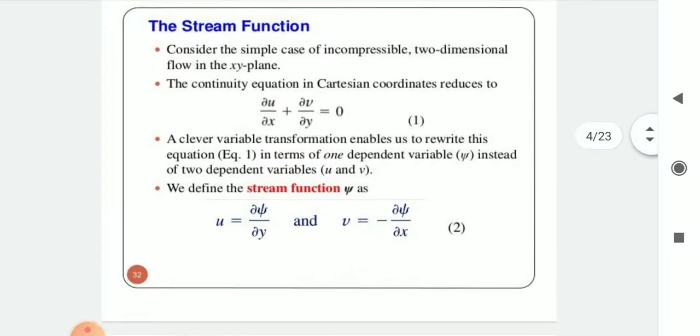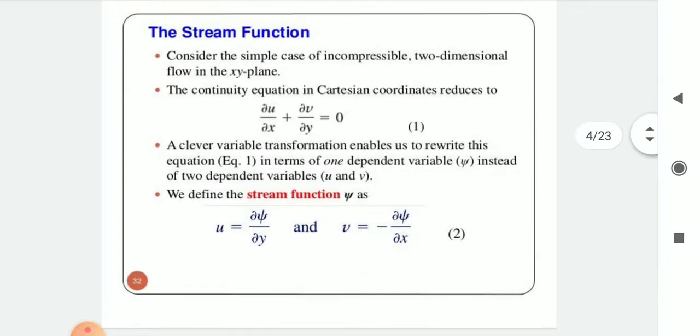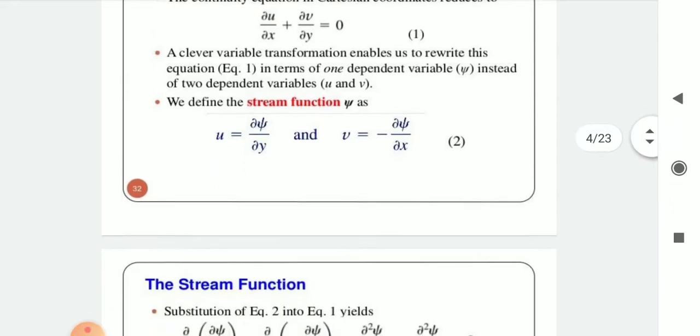A clever variable transformation enables us to rewrite this equation 1 in terms of one dependent variable psi instead of two dependent variables u and v. We define the stream function psi as u is equal to d psi divided by dy and v is equal to minus d psi by dx. This is called equation 2.